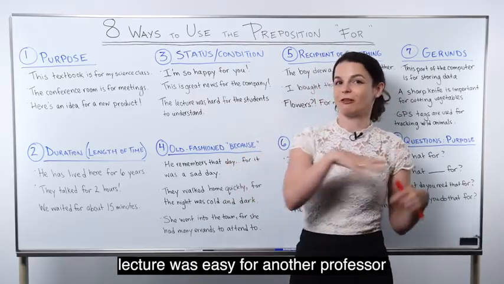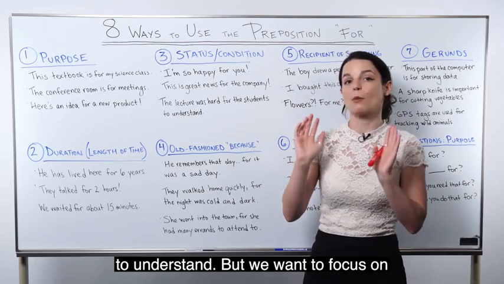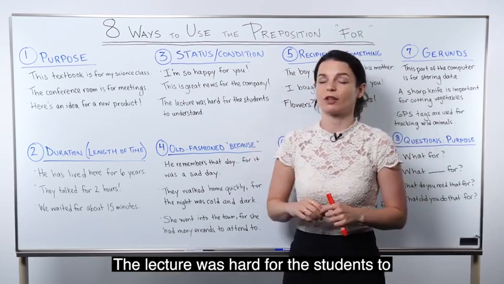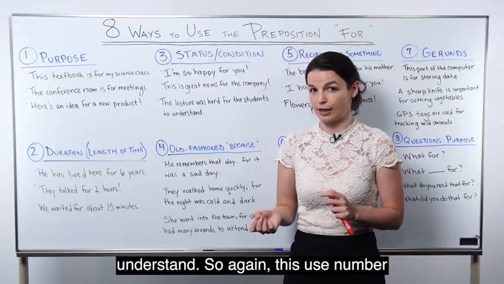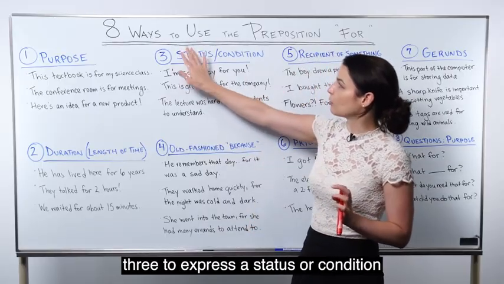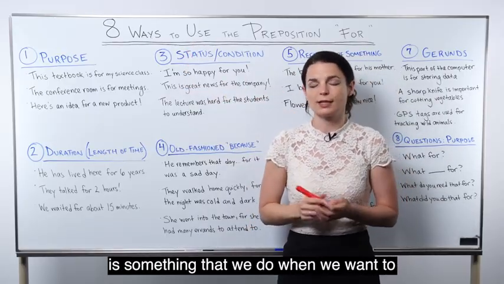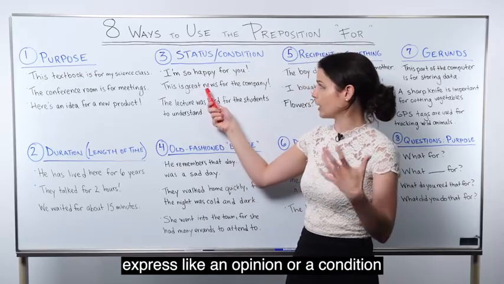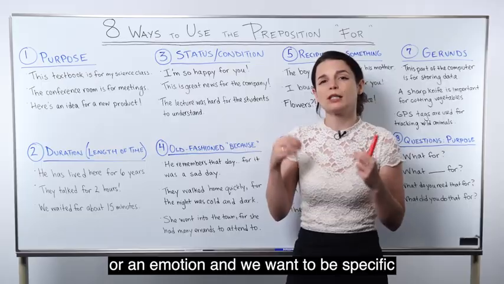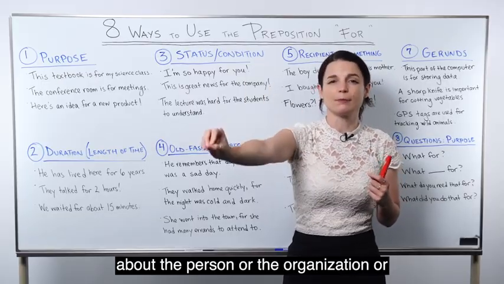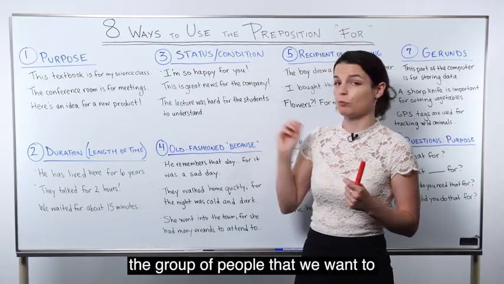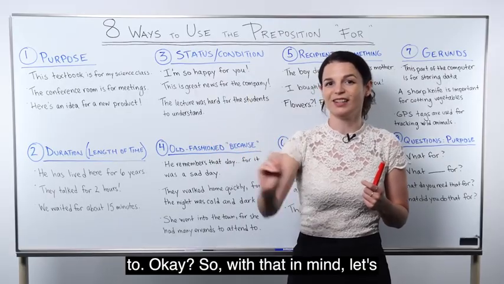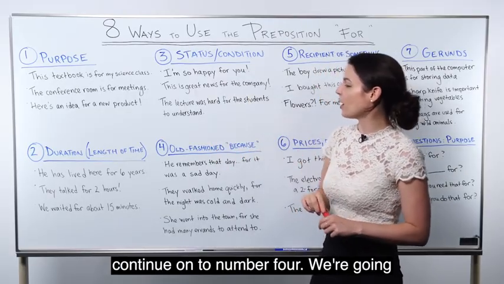Maybe the lecture was easy for another professor to understand, but we want to focus on this group here. We use for to do that. The lecture was hard for the students to understand. So again, this use, number 3, to express a status or condition is something that we do when we want to express like an opinion or a condition or an emotion, and we want to be specific about the person or the organization or the group of people that we want to apply that emotion to or that condition to. Okay, so with that in mind, let's continue on to number 4.